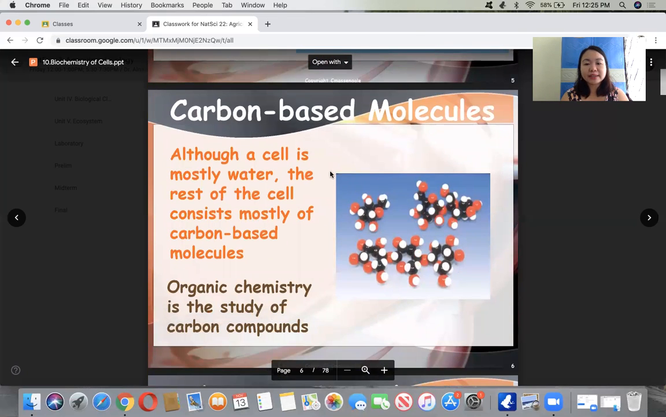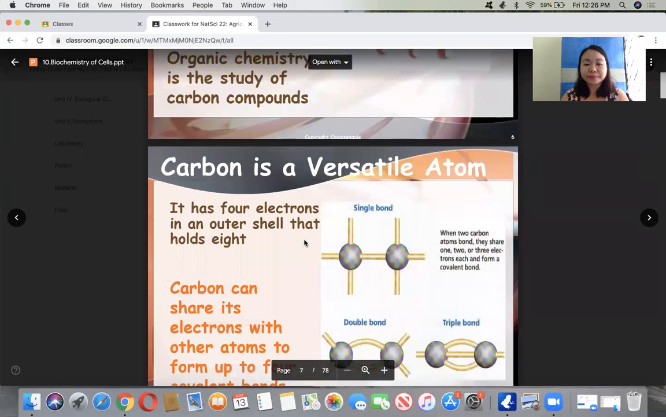Carbon-based molecules: although a cell is mostly water, the rest of the cell consists mostly of carbon-based molecules, which is shown in the figure. Organic chemistry is the study of carbon compounds. There are two types of chemistry: organic and inorganic. If we study carbon compounds, that's organic chemistry.